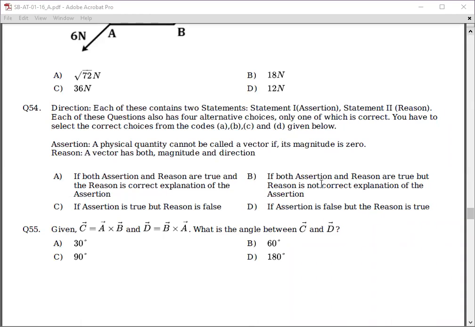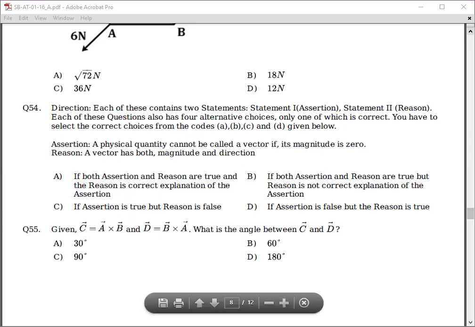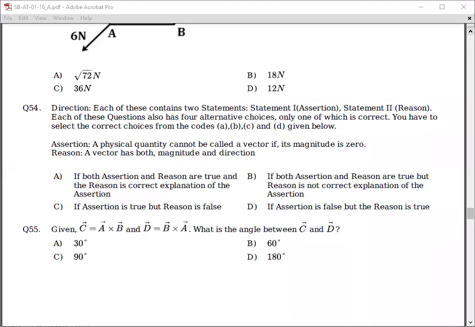Each of these contain two statements. ठीक है? A physical quantity cannot be called as a vector if magnitude is 0. Tell me yes or no. जल्दी जल्दी बोलो. Is this correct or wrong? Sir, yes, it can. Null vector होता है.